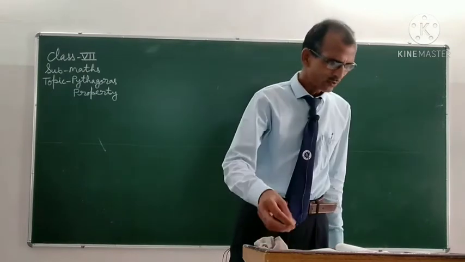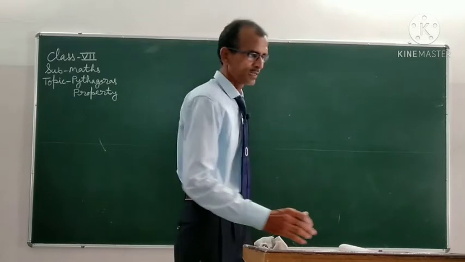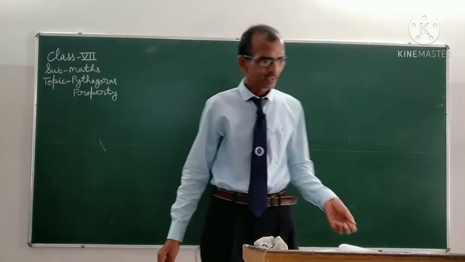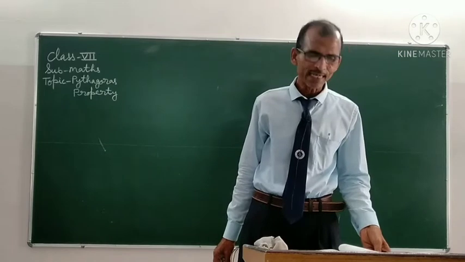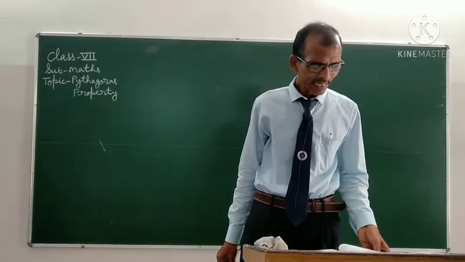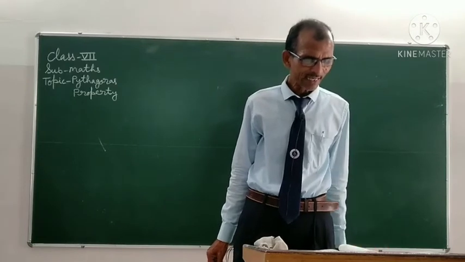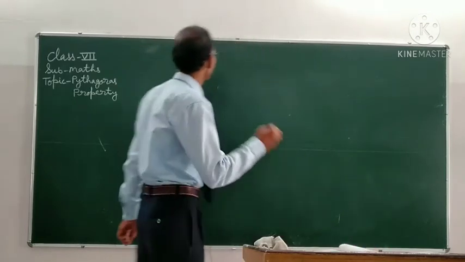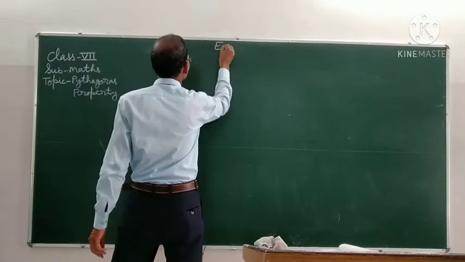See, question number 4, third part. Question number 4 is, which of the following can be the sides of a right triangle? In the case of a right angle triangle, identify the right angle. Question number 4 is in exercise 6.5.